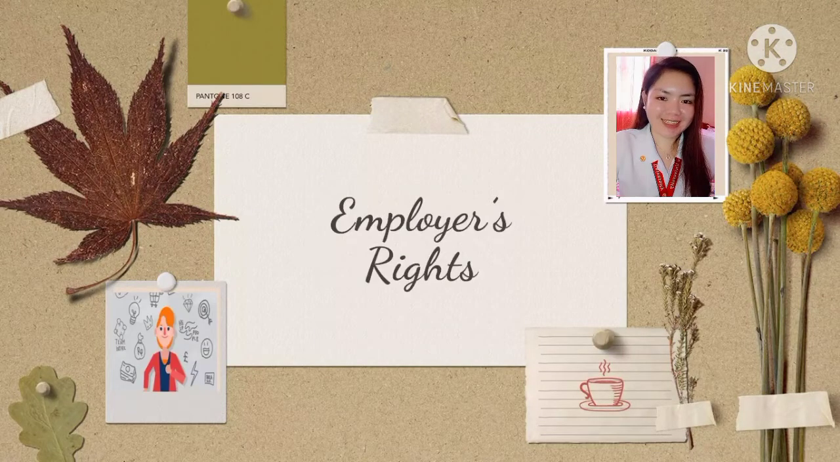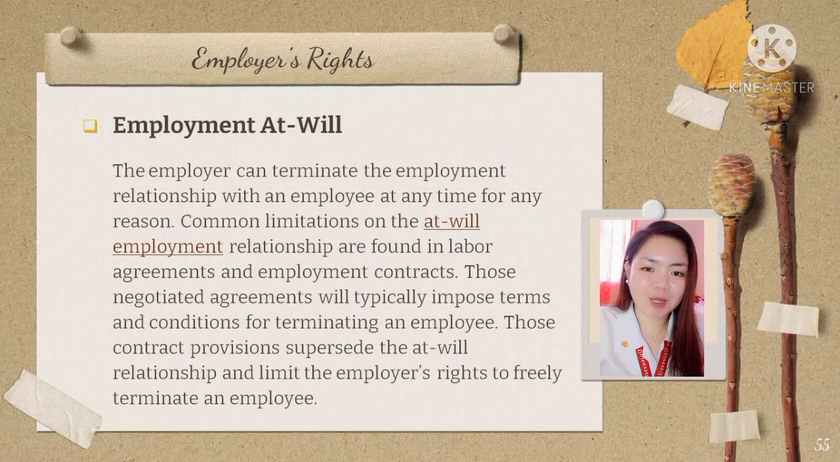The employer's rights. First is the employment at will. The employer can terminate the employment relationship with an employee at any time for any reason. Common limitations on the at-will employment relationship are found in labor agreements and employment contracts. Those negotiated agreements will typically impose terms and conditions for terminating an employee. Those contract provisions supersede the at-will relationship and limit the employer's rights to freely terminate the employees.